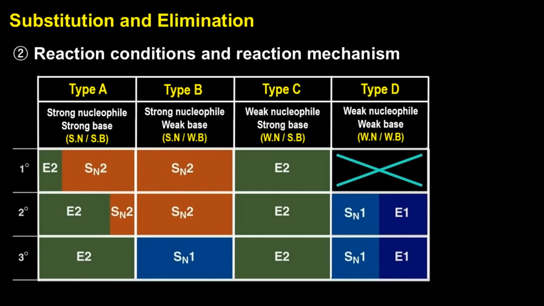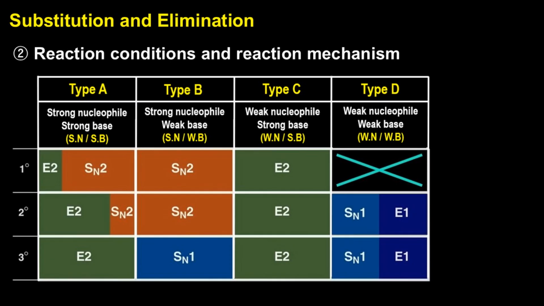We can categorize them into four typical combinations based on two main features: nucleophilicity and basicity. Depending on whether the nucleophile and base are strong or weak, we get four general types, and each one tends to favor a different reaction path. Type A involves a strong nucleophile and a strong base, like hydroxide or alkoxides. Type B uses a strong nucleophile but a weak base, such as iodide or thiolate. Type C is the reverse, a weak nucleophile but a strong base, like tert-butoxide. And type D is when both nucleophilicity and basicity are weak, like with water or alcohol.